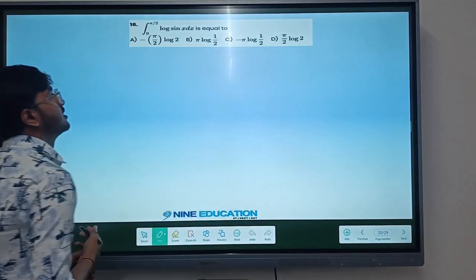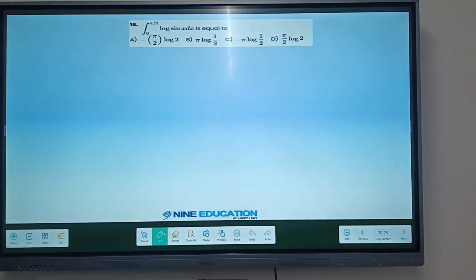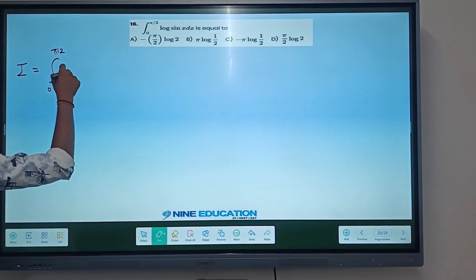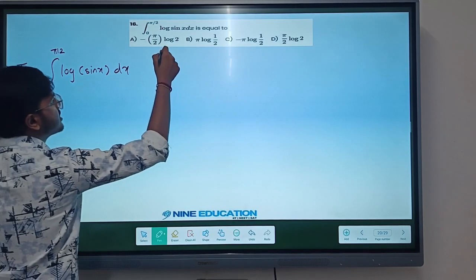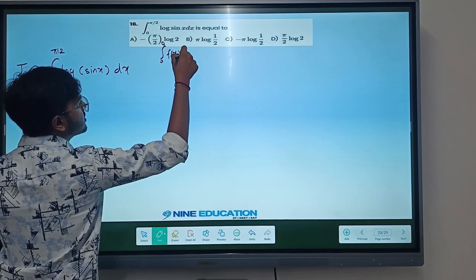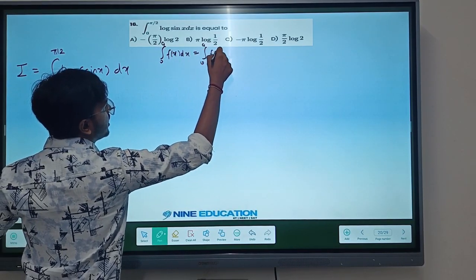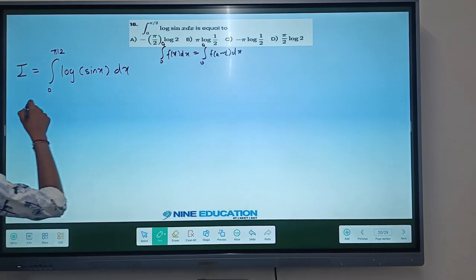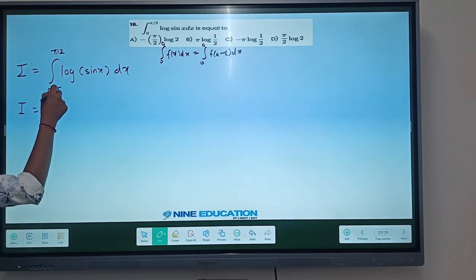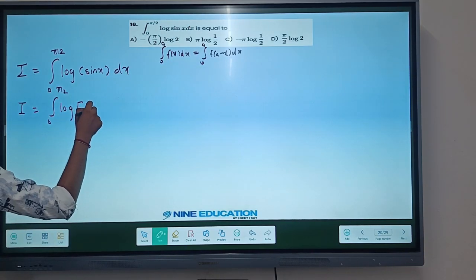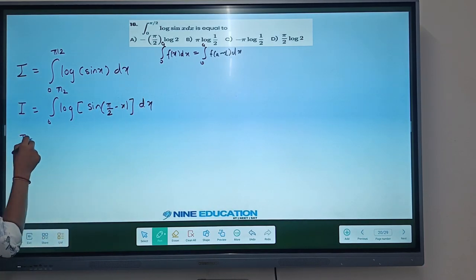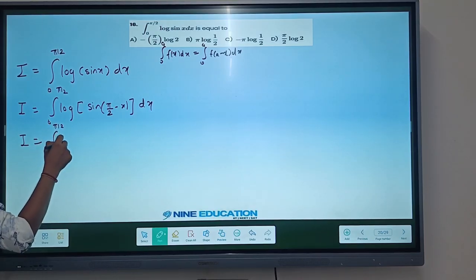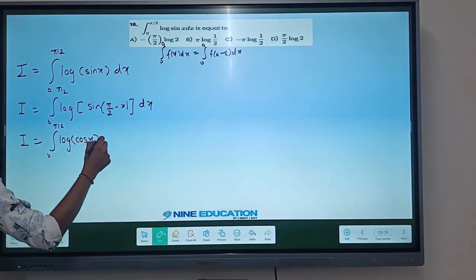Alright, next question is the definite integral 0 to pi by 2 log of sine x dx. So I'll write it as I equals integral 0 to pi by 2 log of sine x dx. So I'll use this property of integration: integral 0 to a f of x dx is equal to integral 0 to a f of a minus x dx, that is f of pi by 2 minus x. So I equals integral 0 to pi by 2 log of sine of pi by 2 minus x dx. So I equals integral 0 to pi by 2 log of cos x dx.